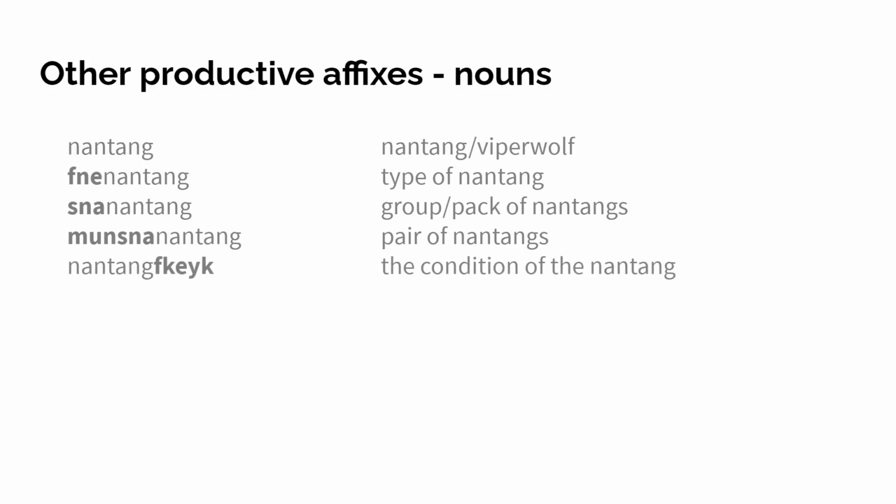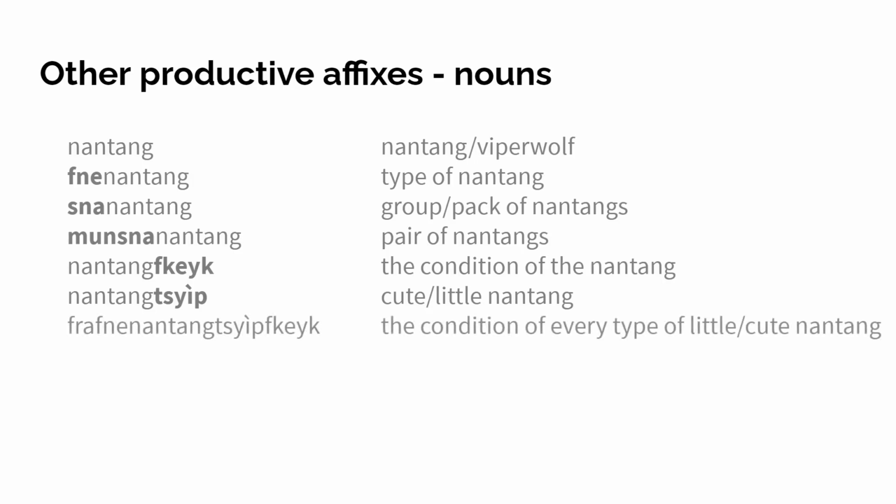Nantang vgeik, the condition of the nantang. So vgeik means the condition of something. Nantang tsiep. Tsiep is a diminutive, so it makes something cute or little. So nantang tsiep is a cute or little nantang. And we can combine these. So we can do something very weird like fravne nantang tsiep vgeik, the condition of every type of little or cute nantang. That's possible.